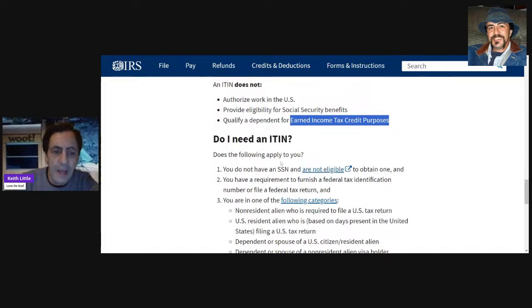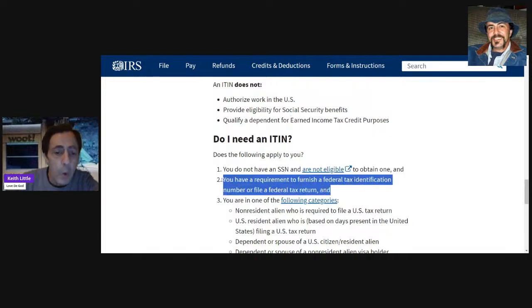Does the following apply to you? You do not have an SSN and are not eligible to obtain one, and you have a requirement to furnish a federal tax identification number. What's the federal requirement? You show me the business tax receipts, invoices, shipping labels, the addresses to and from, where they were dropped off. All of this information that I'm supposed to have to support the harmonized tariff systems of the United States. It doesn't exist.